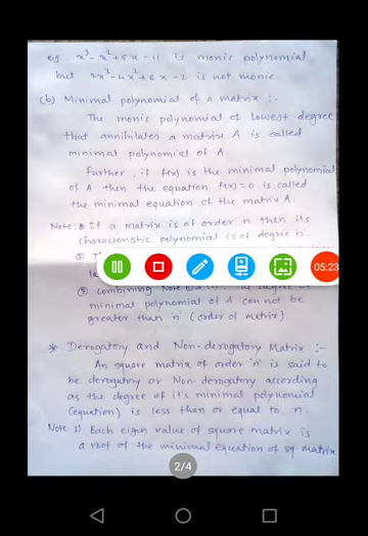For example, I have written here x cube minus x square plus 5x minus 11 is a monic polynomial because the coefficient of x cube is 1. But 2x cube minus 4x square plus 6x minus 2 is not a monic polynomial because the coefficient of x cube is not equal to 1. Okay.